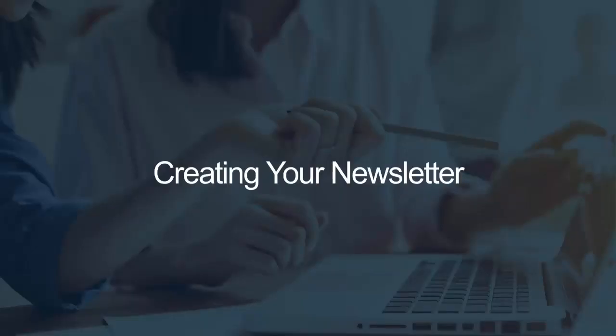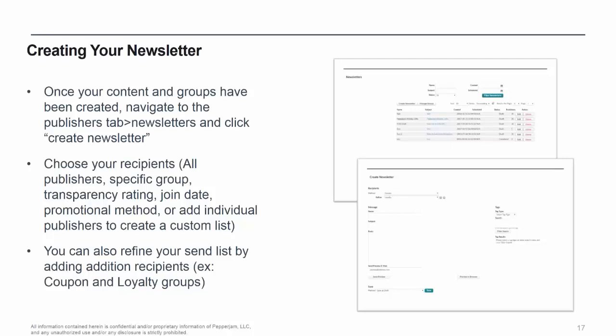So let's take a quick walkthrough of creating your actual newsletter in the interface. Once you've decided on what your content's going to be and you have any of the groups that you need to create selected, you can go to the Publishers tab and click on Create Newsletter.